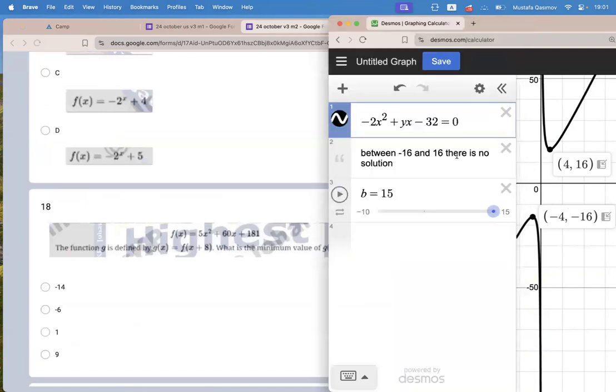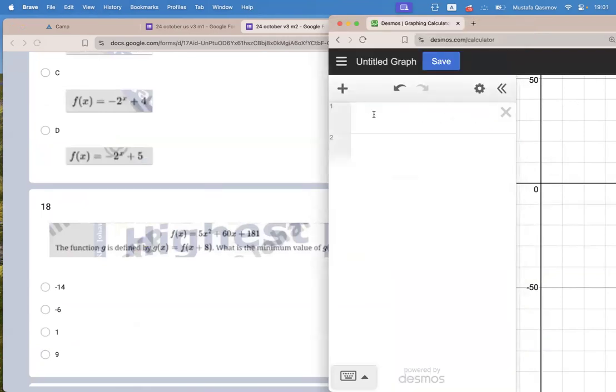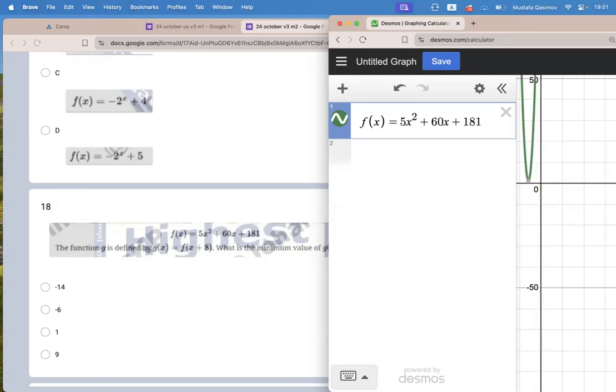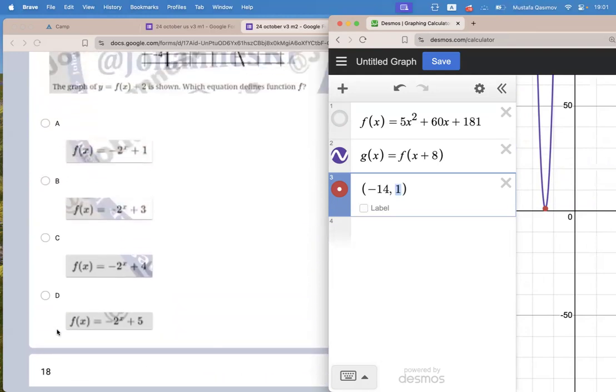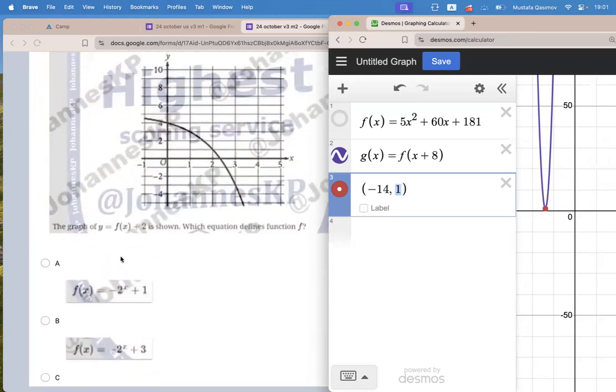18. Let's try with decimals. f of x is equal to 5x squared plus 60x plus 181. g of x is equal to f of x plus 8, like that. Then remove it and look here. So it's our answer. And what's the minimum value of that one? It is 1. So the answer will be C. That one, you can write all of them as decimals. I mean, you can do it like that.